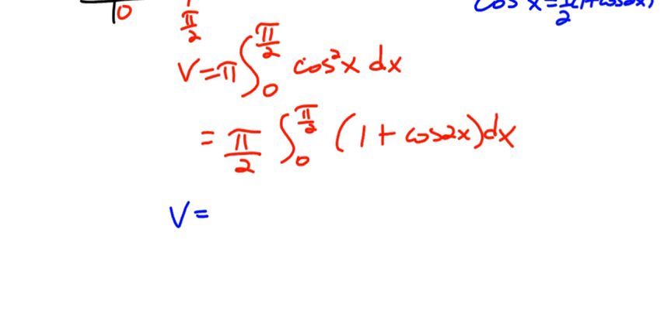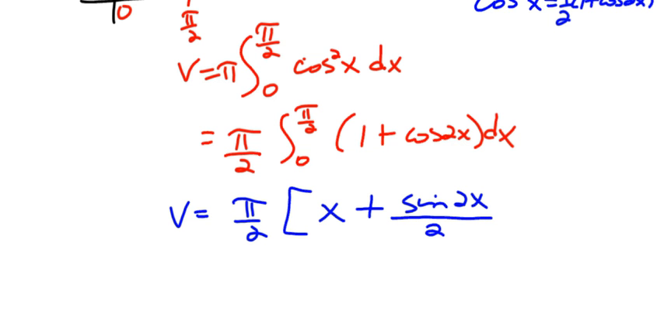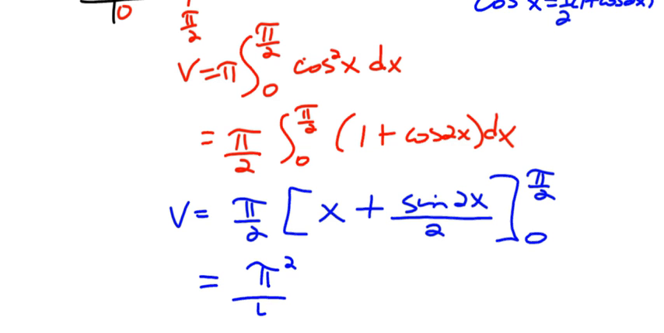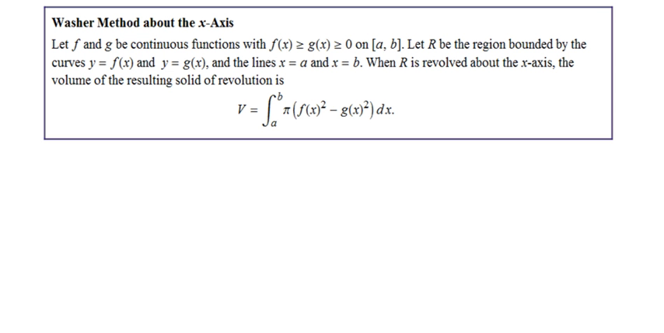But from here, we could see then finding the antiderivative should be x plus sine 2x divided by that 2, and then evaluating at 0 and pi over 2. And when we go ahead and do our FTC2, we should get pi squared divided by 4 as our volume for this problem. All right, so now moving on, we're going to use the washer method.